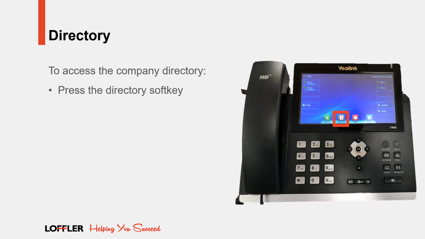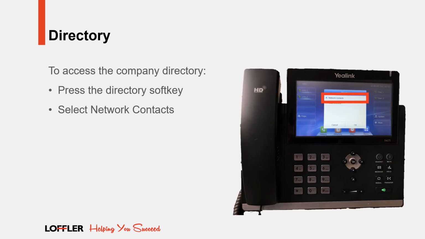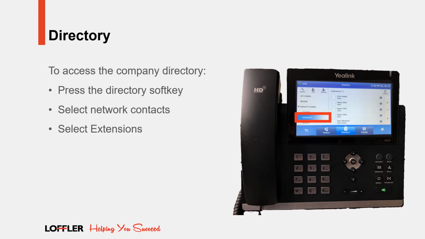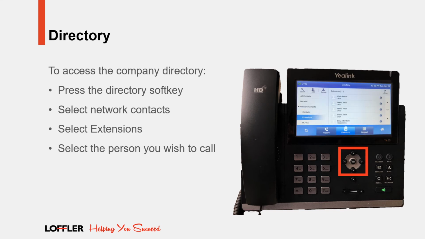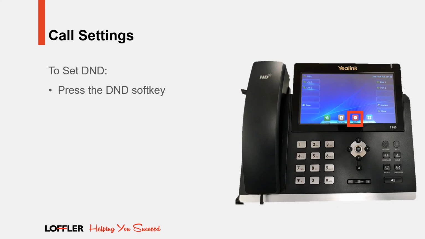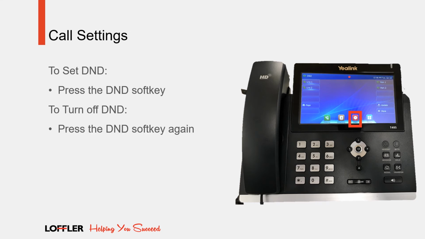To access your company directory, press the directory soft key. Select Network Contacts. Select Extensions, and using the navigation keys, scroll through and select the person you wish to call and click Send. To set your phone to go straight to voicemail, press the DND soft key. This will show a small red Do Not Disturb symbol in the top center of your screen. To turn off Do Not Disturb, press the DND soft key again.